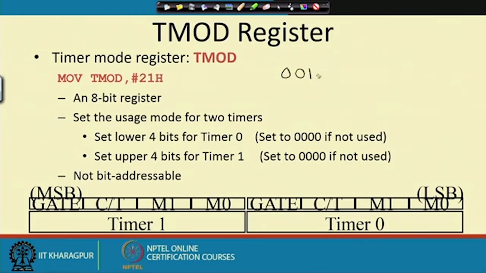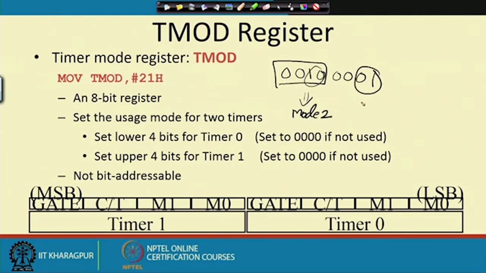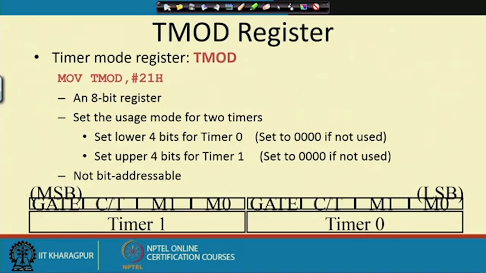So, #21 hex means 0010 0001. For the upper timer, it is 0010. So, gate is 0, the counter/timer bit C/T is 0, and M1 M0 is 1 0. So, that is mode 2. It says that the upper one, timer 1, will be operated in mode 2, and the lower one, 0001, means timer 0 will be operating in mode 1. We will see what these modes are slowly. So, let us proceed.